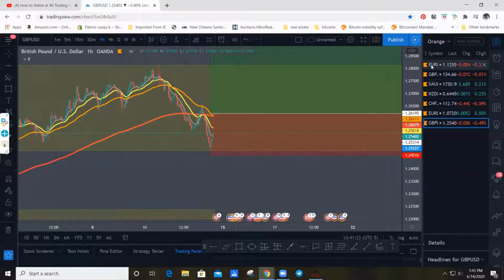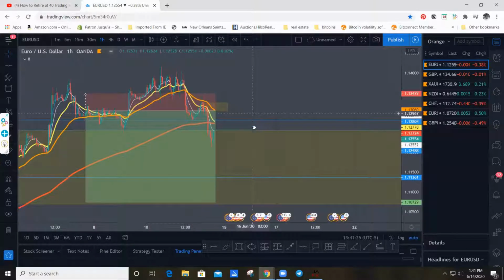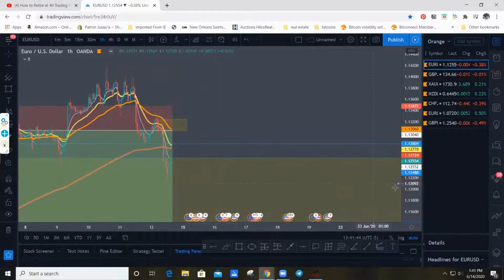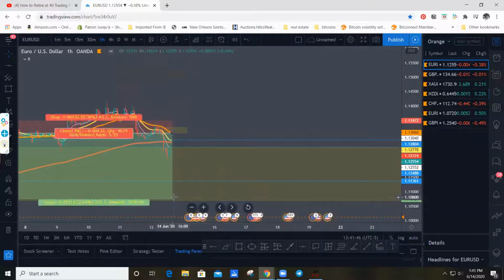Let's go back up to the Euro USD. Price has to get here. It's going to touch those two areas and we'll see what it's going to do, whether it's going to reject it. If it rejects it, I'll support it and push back up to this zone, or it's going to push back and continue to go down to here.